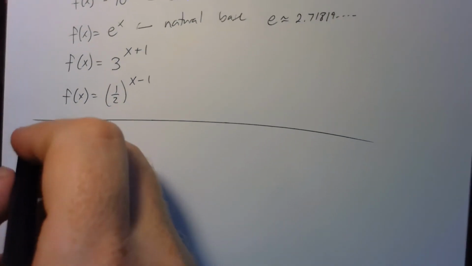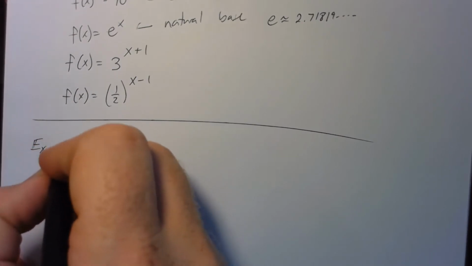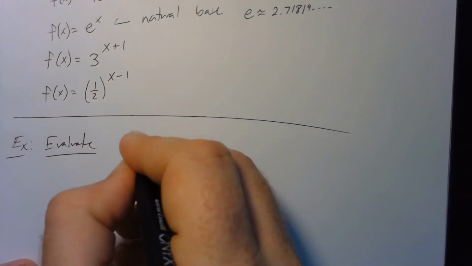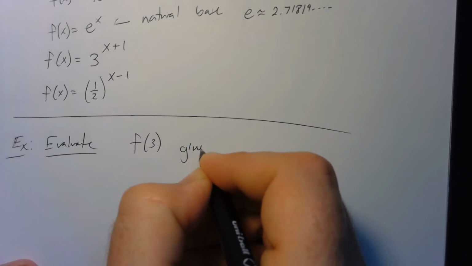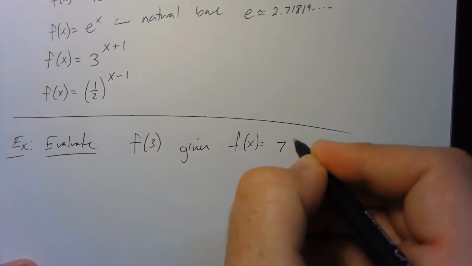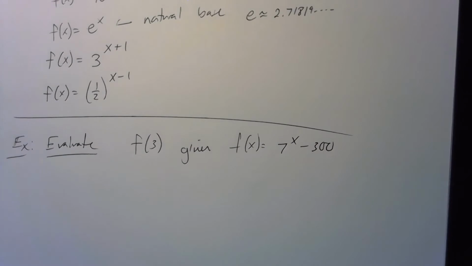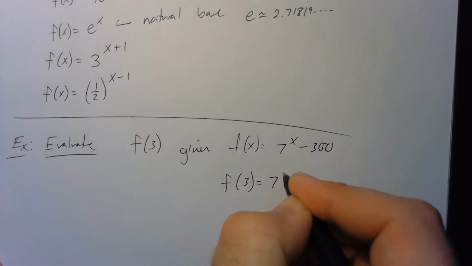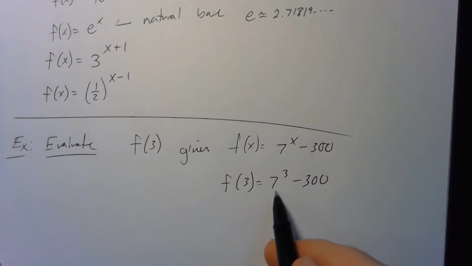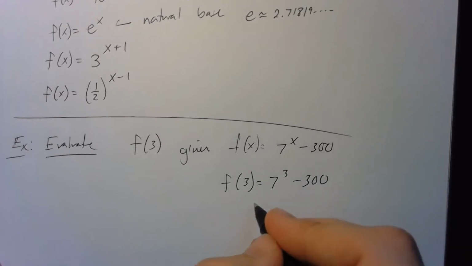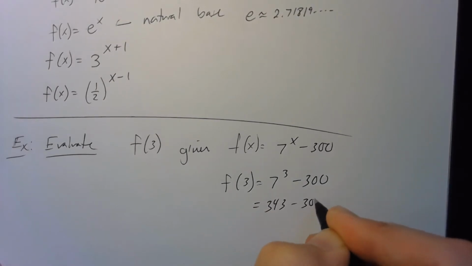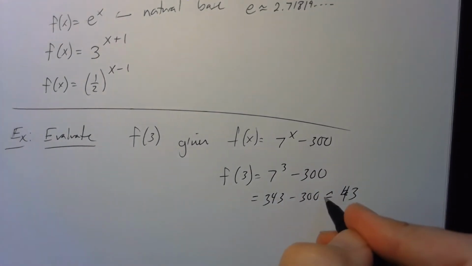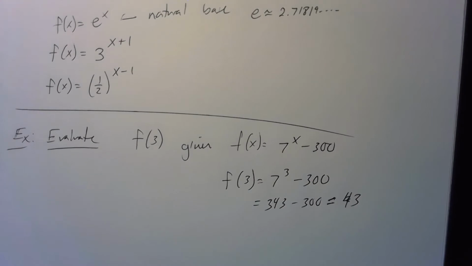The next thing we do is, how do we evaluate these things? If I want you to evaluate an exponential function, you'd be finding, say, f of 3, given specifically that f of x is equal to, let's say, 7 to the x minus 300. Then we're going to just simply go ahead and replace the x, all the x's, just like we would with algebra. f of 3 is equal to 7 to the power of 3 minus 300. And 7 to the power of 3 should be something along the lines of 343. So 343 minus 300 ends up giving you simply 43. So again, to evaluate exponential functions, you do nothing different than you would to evaluate a regular function.